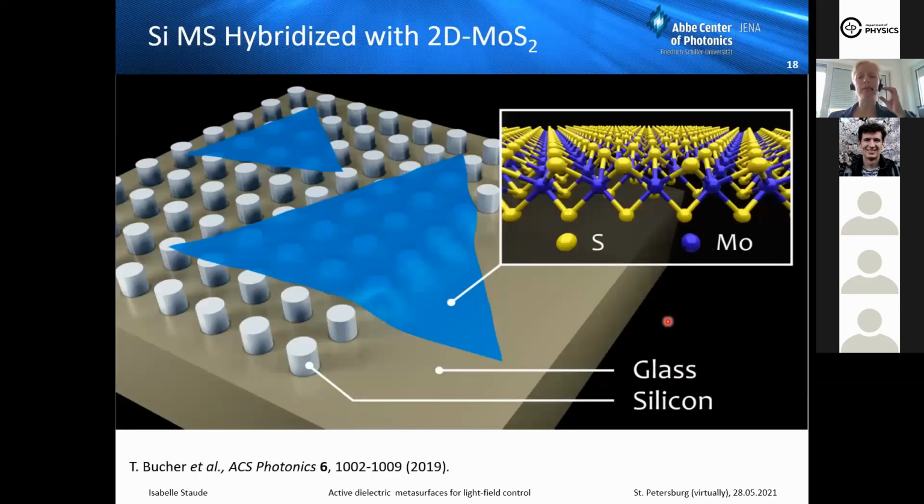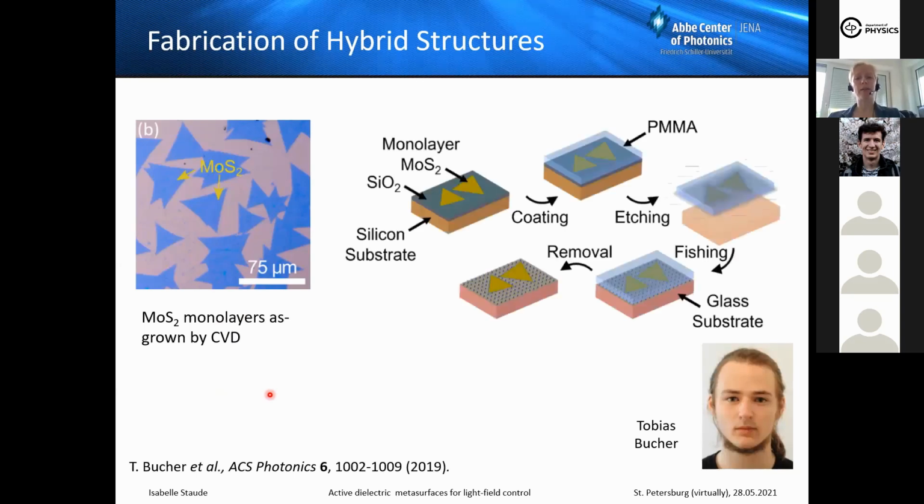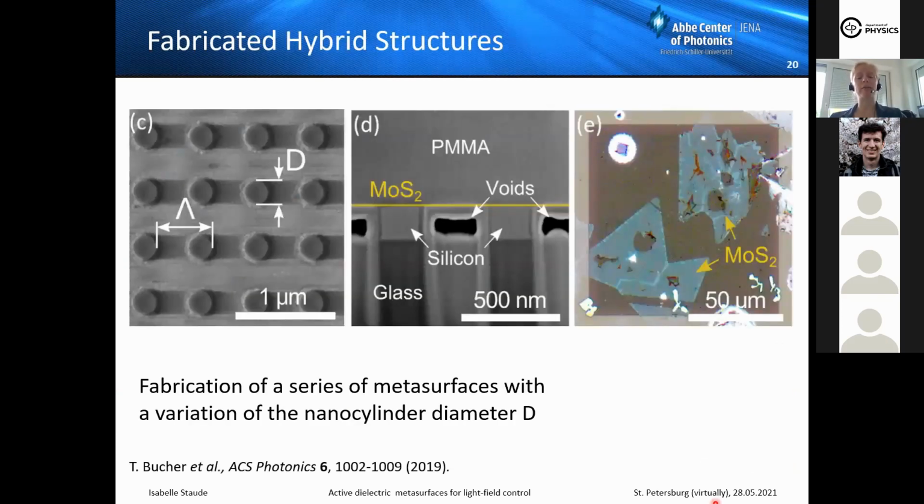The first work we did here was to put MoS2 flakes on top of a resonant silicon metasurface. There's a schematic of this. We use in this work CVD-grown monolayers by Andrei Trochanin. They do this growth, and this is how they look as grown. Then we perform a wet transfer procedure. This is Tobias, who was the main person in this work, a PhD student in my group. Then we end up with these hybrid structures.